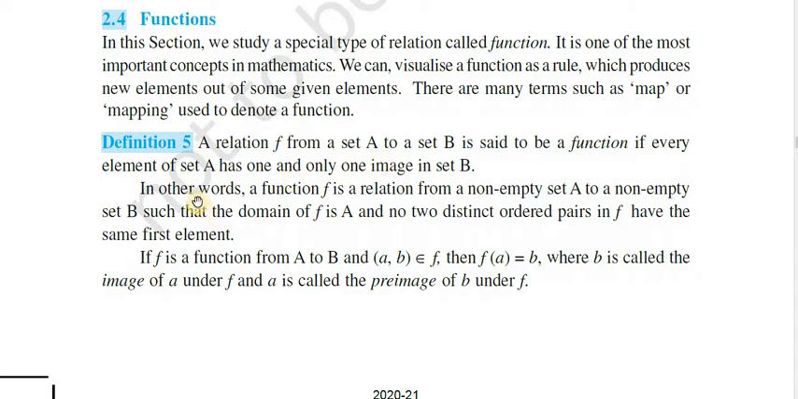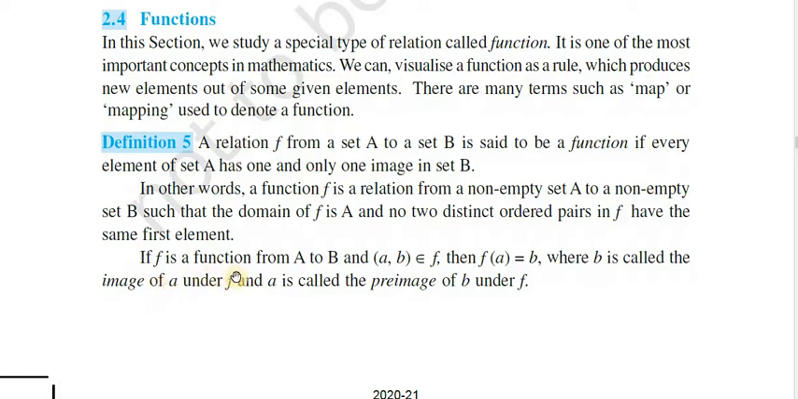And you cannot have two elements with the same first element in the relation. In other words, a function f is a relation from a non-empty set A to a non-empty set B such that the domain of f is A and no two distinct ordered pairs in f have the same first element. As f is a subset of A cross B, its elements will be ordered pairs. Okay, that is the thing.